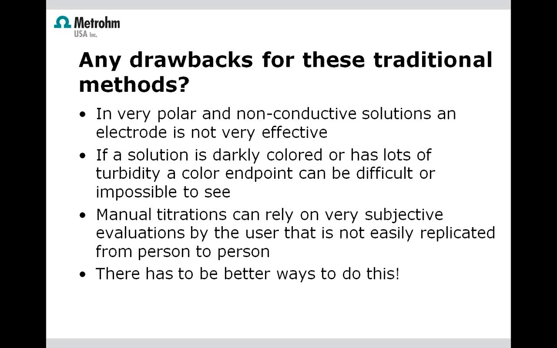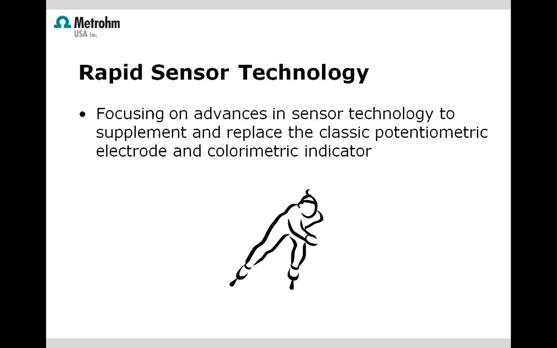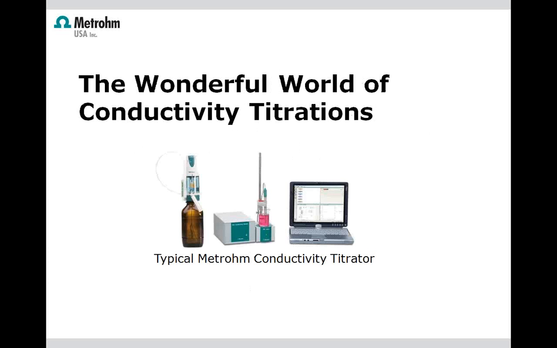And so, there has to be some better ways to do this. And it's one of the things we want to talk about today. Rapid sensor technology. Really, a lot of what we're doing, we're focusing on advances in sensor technology to supplement and replace the classic potentiometric electrode and colorimetric indicator. We'll talk a little bit about conductivity titration.